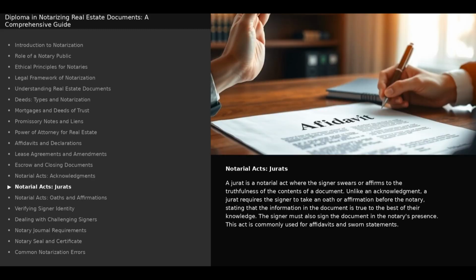Notarial acts. Jurats. A jurat is a notarial act where the signer swears or affirms to the truthfulness of the contents of a document. Unlike an acknowledgement, a jurat requires the signer to take an oath or affirmation before the notary, stating that the information in the document is true to the best of their knowledge. The signer must also sign the document in the notary's presence. This act is commonly used for affidavits and sworn statements.